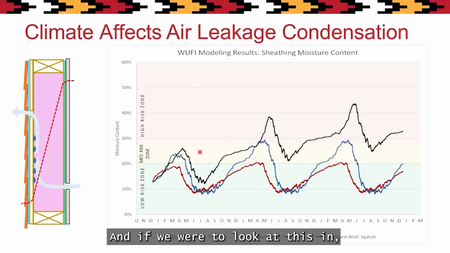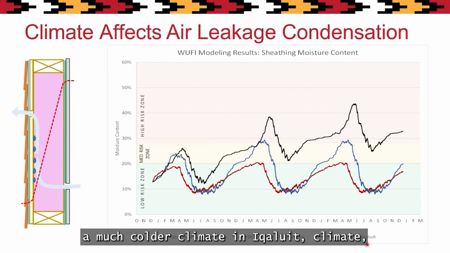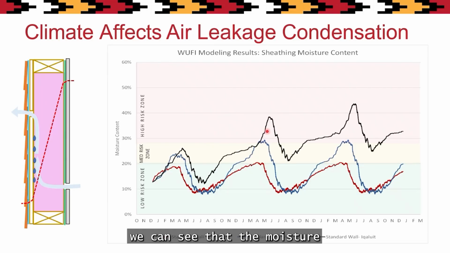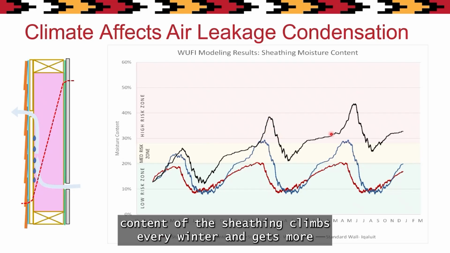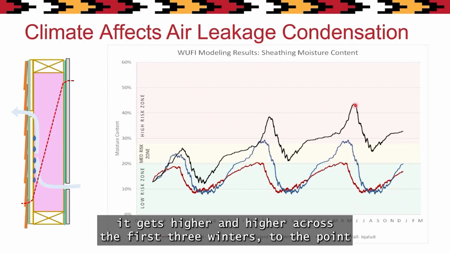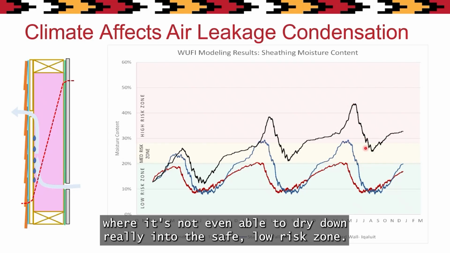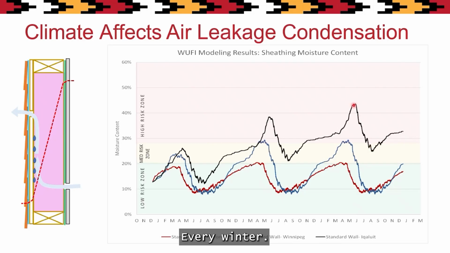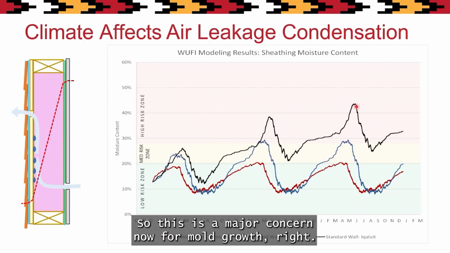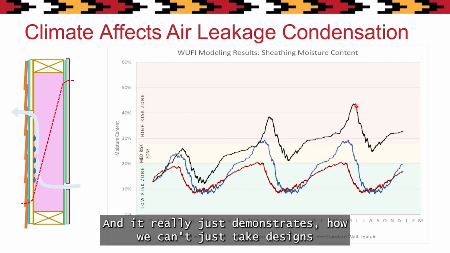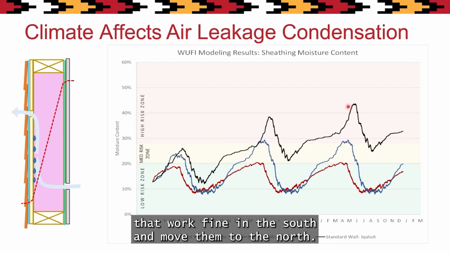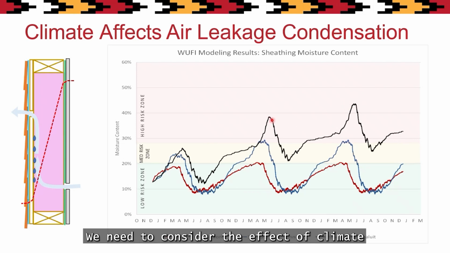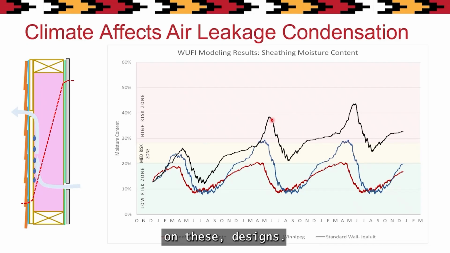And if we were to look at this in a much colder climate, in an Iqaluit climate, we can see that the moisture content of the sheathing climbs every winter and gets higher and higher across the first 3 winters, to the point where it's not even able to dry down really into the safe low risk zone every winter. So this is a major concern now for mold growth, rot, and decay. And it really just demonstrates how we can't just take designs that work fine in the south and move them to the north. We need to consider the effect of climate on these designs.